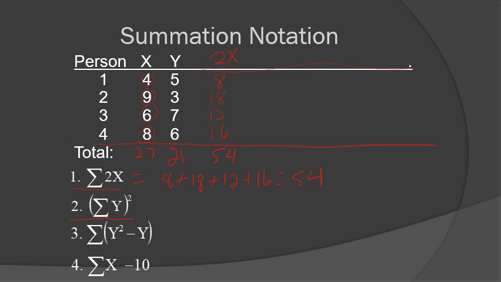In number 2 here, you see that there are parentheses around the sum of y before the squared. If those parentheses weren't there, you'd do y squared first. But because the parentheses are there, you do the summation first, because you do parentheses first. So you do the sum of y first, which we already did here. It's going to be equal to 5 plus 3 plus 7 plus 6. Then that is squared. So it's going to be equal to 21 squared.